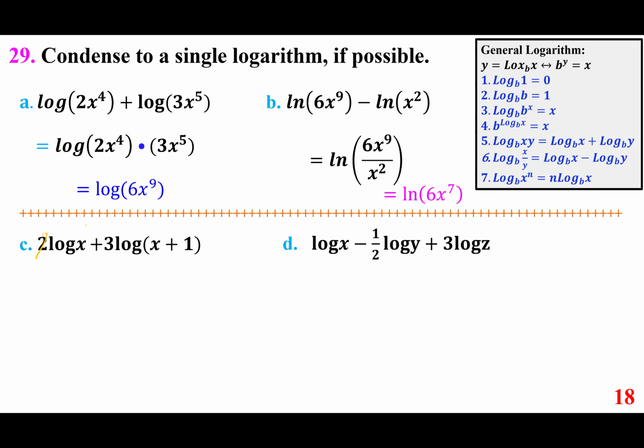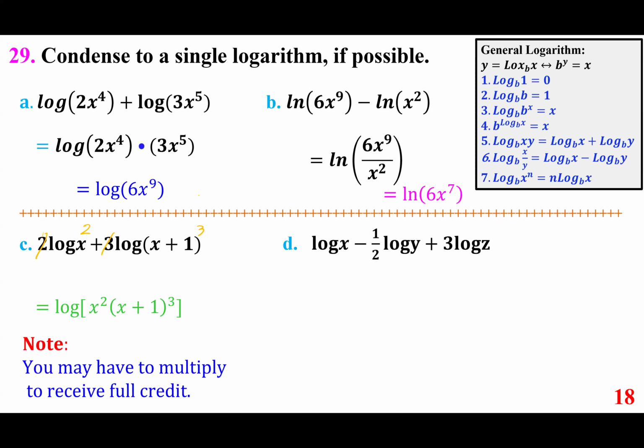So crossing the coefficients, it's log of x squared times x plus 1, quantity cubed. Now, as far as I'm concerned, it's done. But you may have to multiply them through to receive full credit for log, just in case.